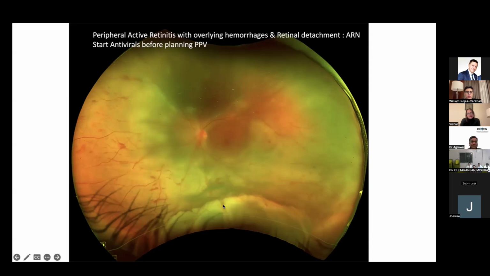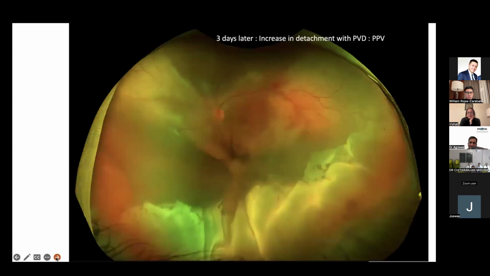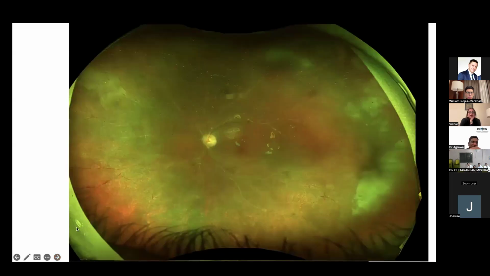When I looked at this retinal detachment, and you can see there is a little break here, I knew I was probably dealing with a rhegmatogenous detachment and not with exudative detachment. But I wanted to buy some time. I wanted to give him some antiviral before actually taking him for surgery. But within 72 hours, you can see the hyaloid is now detached, and there is a massive increase in the detachment. I knew I had to go in early and did the vitrectomy, and this is post vitrectomy.